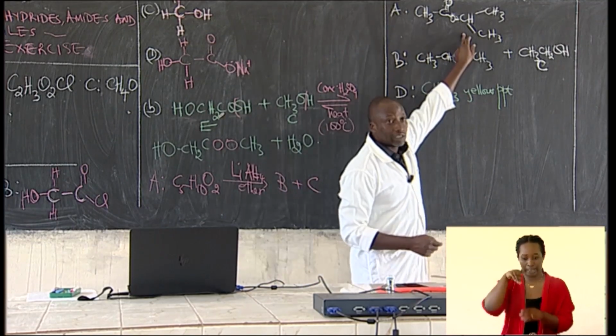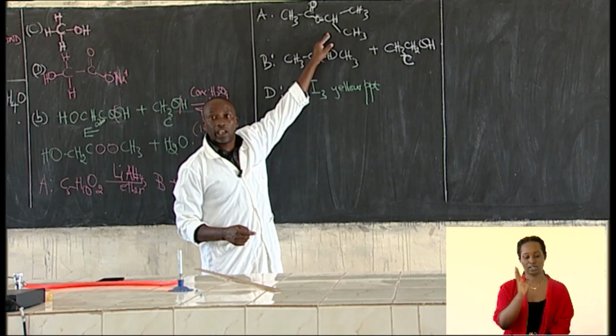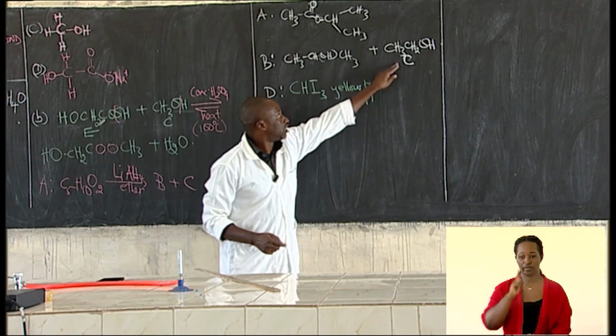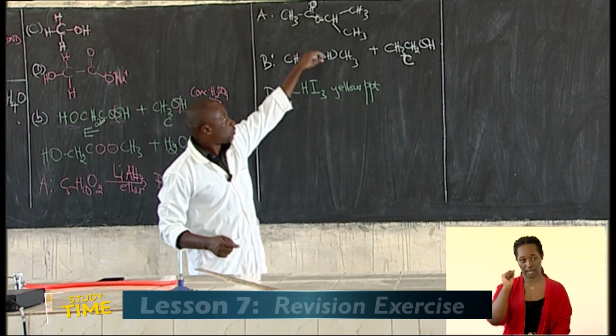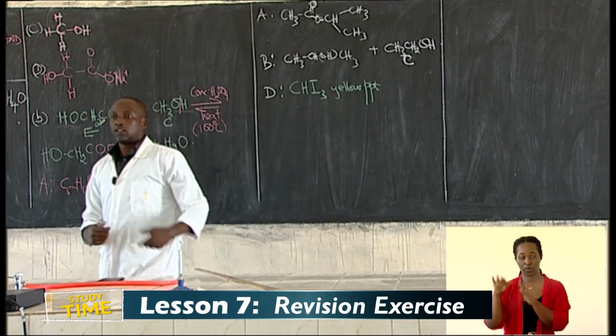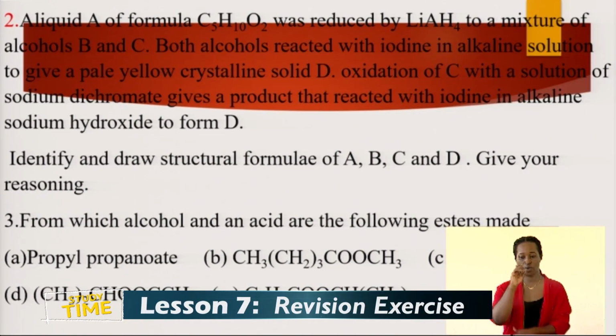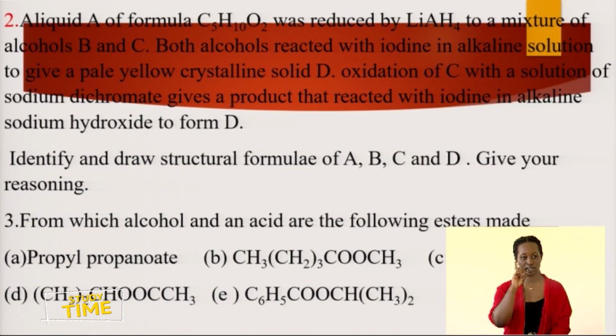We have that liquid A, which was converted into these two, and then one of them was oxidized by the dichromate to form the ketone, and that means it has to be this. So give your reasoning. As I've been talking, I've just been giving the reasoning.